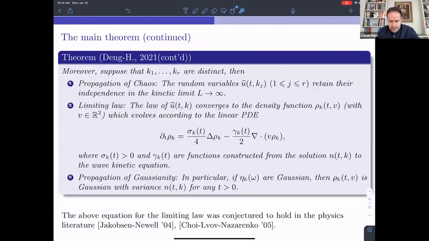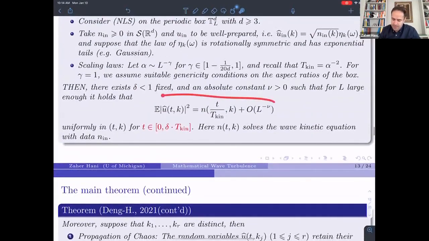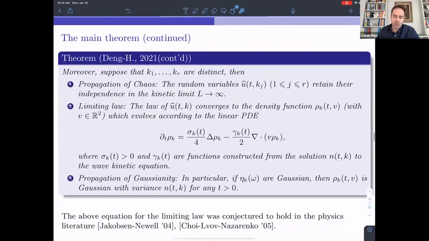And the second point is that we can even describe the law of u hat of t, k, not just its variance. So the variance of u hat of t, k is given by the wave kinetic equation, but we know much more statistical properties of u hat of t, k than just its variance. So we can describe the density function of u hat of t, k. So u hat of t, k is a complex number, so its density function lives on R2, and it satisfies the following linear PDE over here. Those two parameters, sigma k and gamma k, are parameters that are completely determined by the solution n of t, k of the wave kinetic equation.